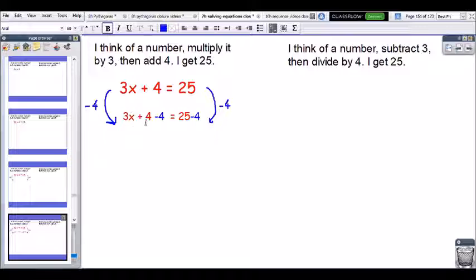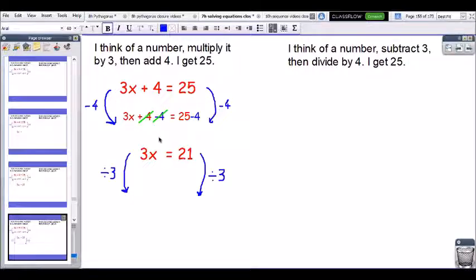So 3x plus 4 take away 4, with a plus 4 and minus 4 nicely cancel each other out to make 0. So I'd just be left with that 3x. So 3x is equal to 25 take away 4, which is 21. 3 lots of something gives me 21. Using balancing, let's divide both sides by 3, and that tells me that x must be 7.